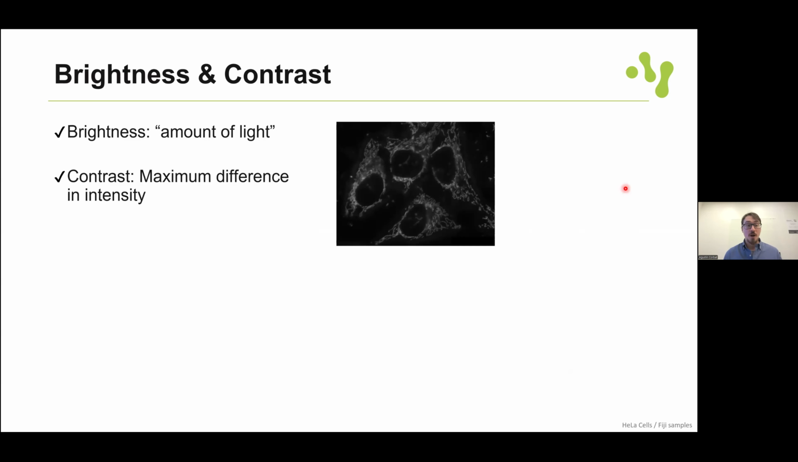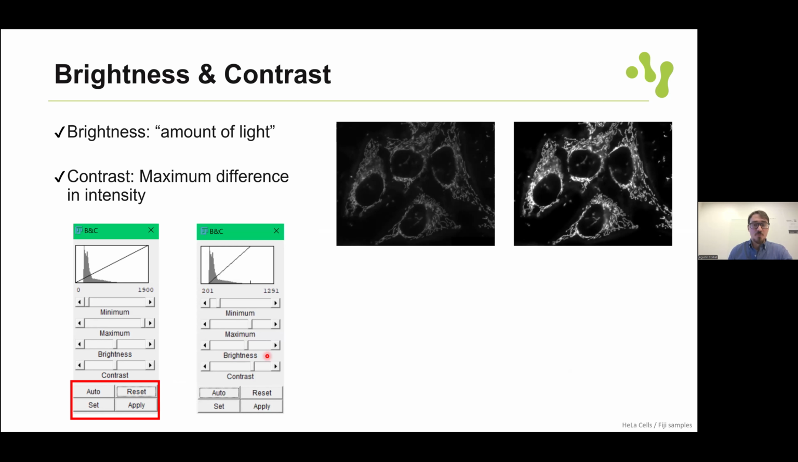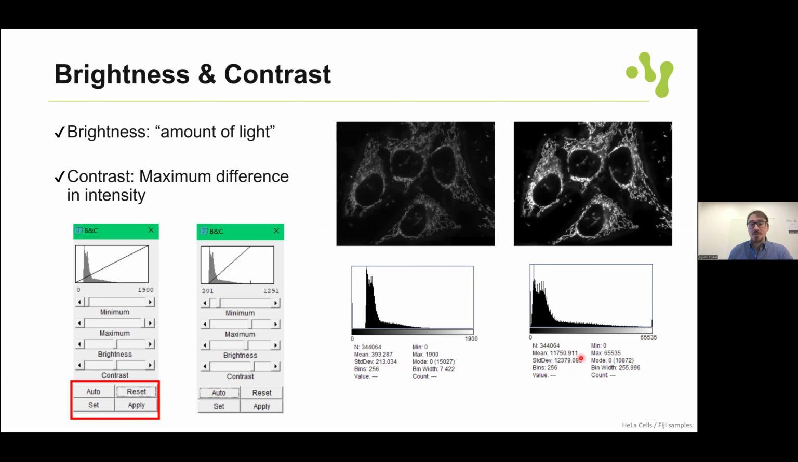You can play around with brightness and contrast to make the image look better. This we have seen. Remember that you can choose reset to go between the minimum value and the maximum value of the image. You can choose auto for that. Just remember to try not to click on apply, because whenever you click on apply, you are changing the values of the image. So in this case, I had this image, I played around with the brightness and contrast, I clicked on apply, and then I ended up with a completely different histogram.